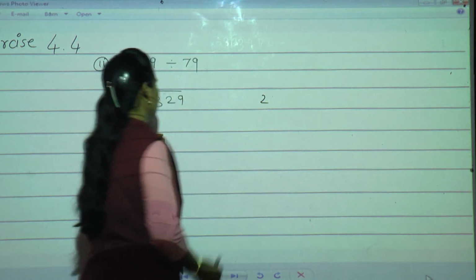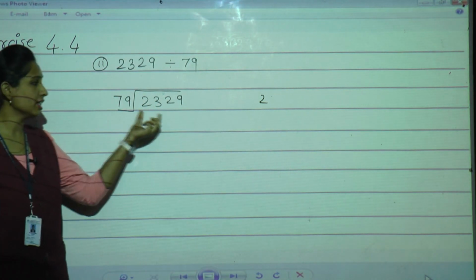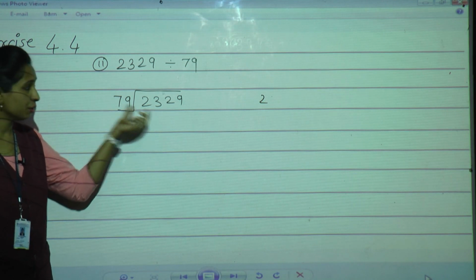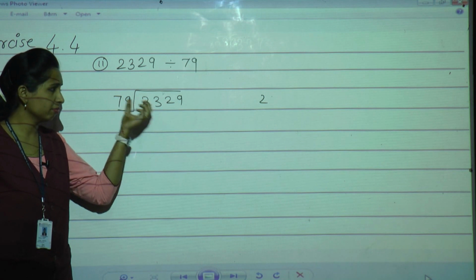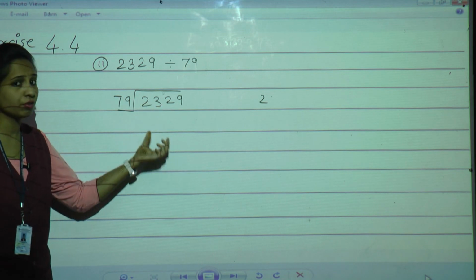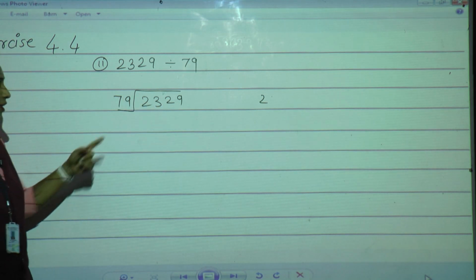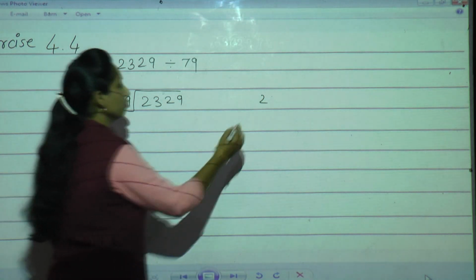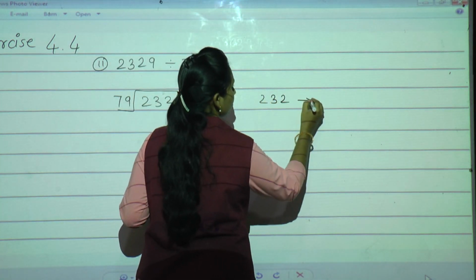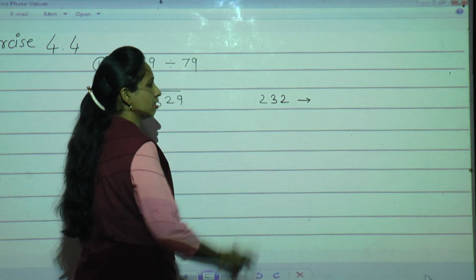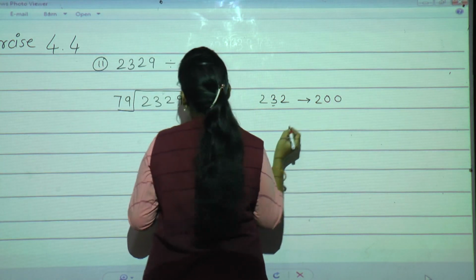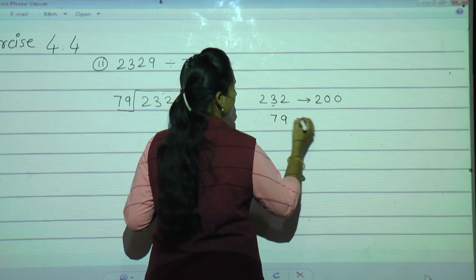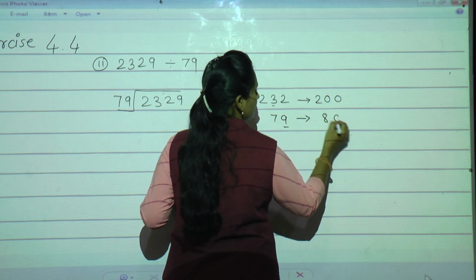Take both the numbers. See now 23, two numbers. 23 is greater or 79? 79. So we cannot. Whatever times will not go from 23. So in that case what we have to do? Take 3 numbers. 232. Now we will write the rounding: nearest to 232 is 200 and the nearest to 79 is 80, isn't it?